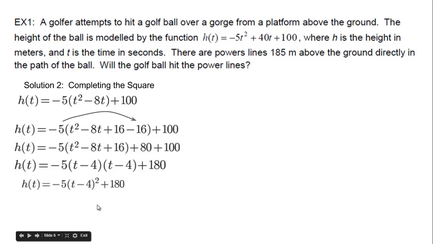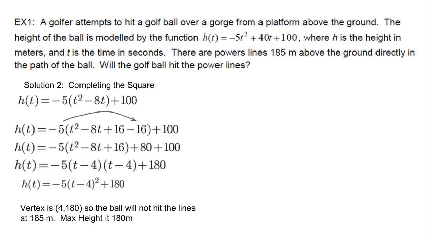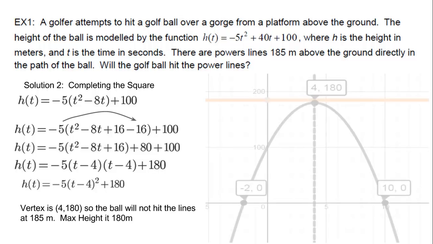And so then we've got vertex form. You can argue this is actually a shorter method if you're good at this, and if you want to avoid the factoring. Certainly I wouldn't do this method if it was already factored. I would want to use the zeros and then the midpoint of the zeros. So again, we've got a max height of 180.